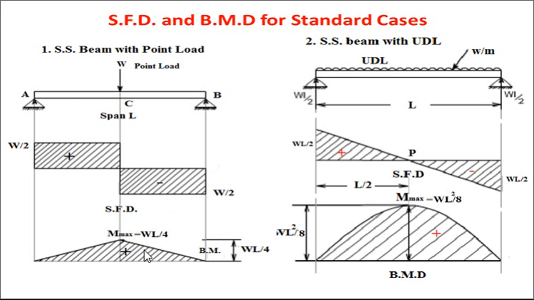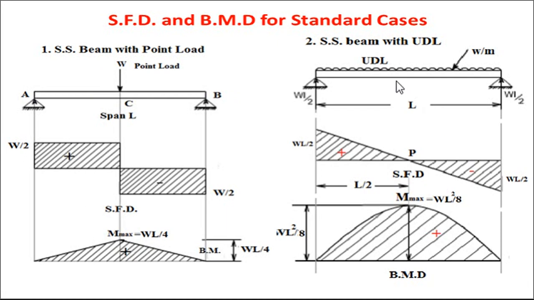Now to draw the bending moment diagram, only one salient point is there where you can find the bending moment, that is the center. As the reactions are W by 2, if you take moment about C, the reaction W by 2 into perpendicular distance up to C, which is L by 2, gives WL by 4. So the maximum bending moment under point C will be WL by 4. In the standard case when a beam is loaded with point load, the maximum shear force will be W by 2 and the maximum bending moment will be WL by 4.